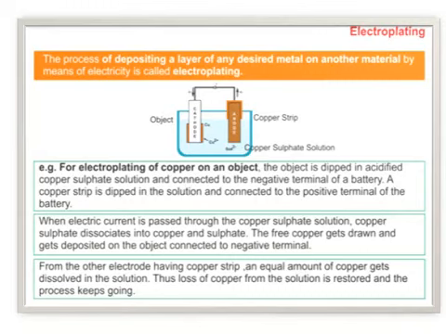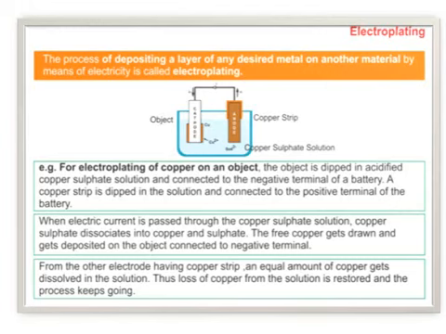For example, for electroplating of copper on an object, the object is dropped in acidified copper sulfate solution and connected to the negative terminal of a battery. A copper strip is dipped in the solution and connected to the positive terminal of the battery.